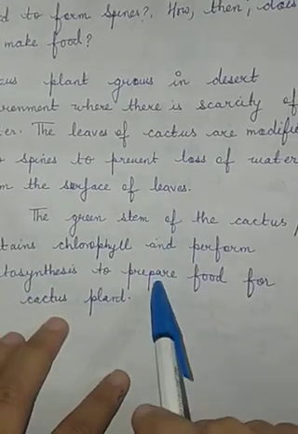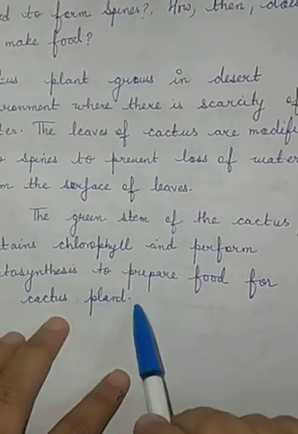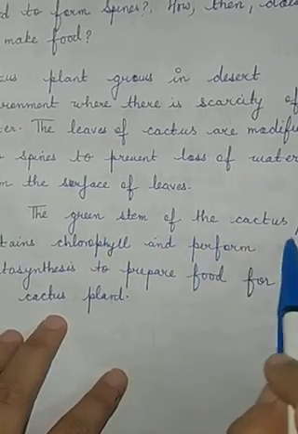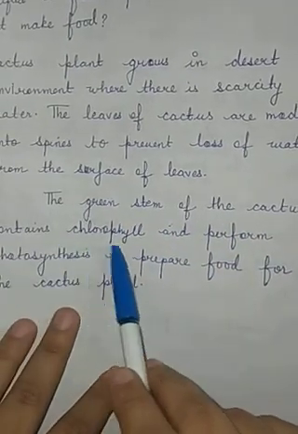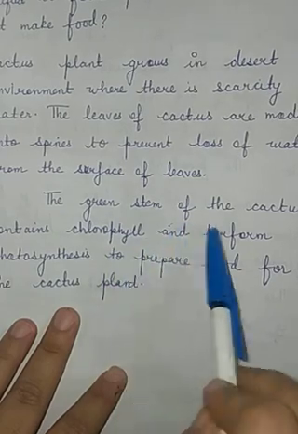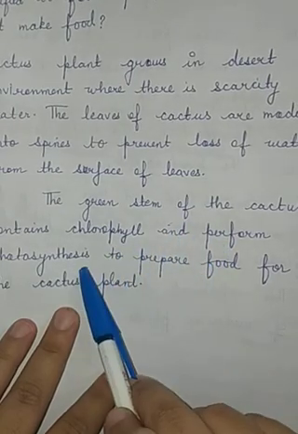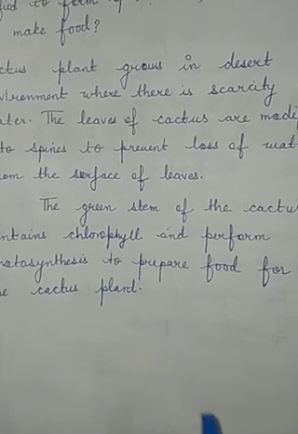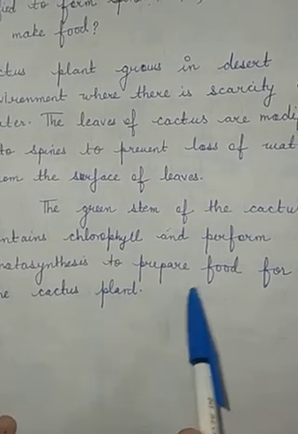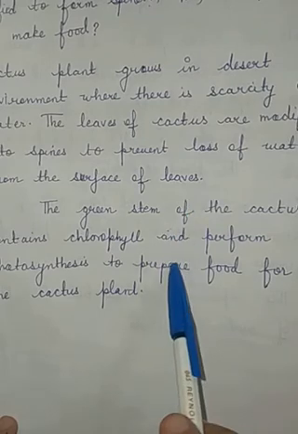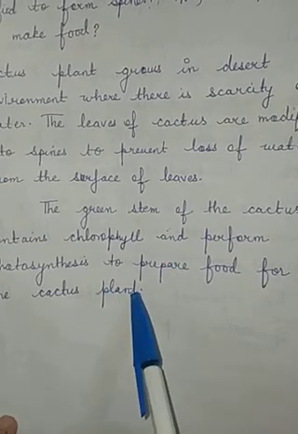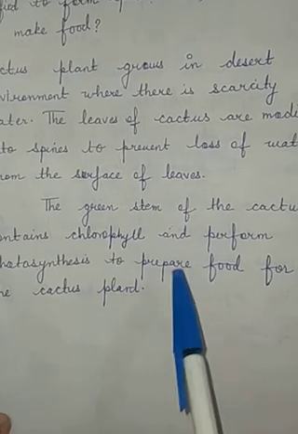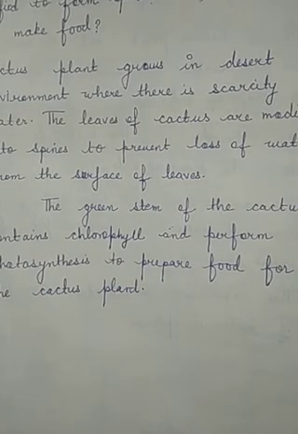So what makes food in the plant? That is the green stem. The green stem of the cactus plant contains chlorophyll, and it performs photosynthesis to prepare food for the plant. So simply you have to write that in the cactus plant, leaves are modified into spines, and the green stem is used to make food.